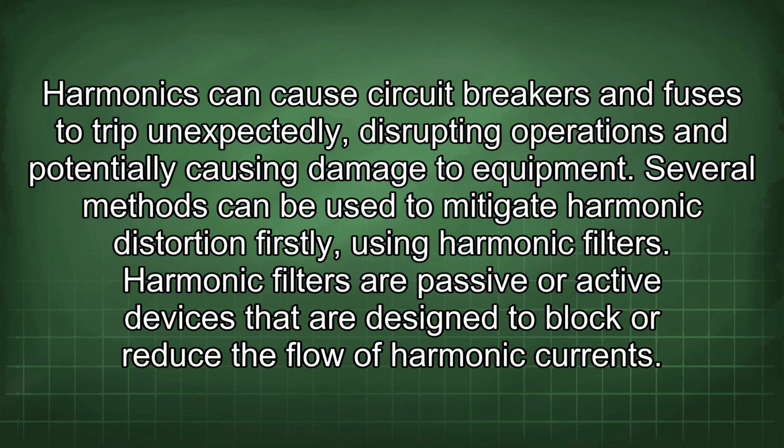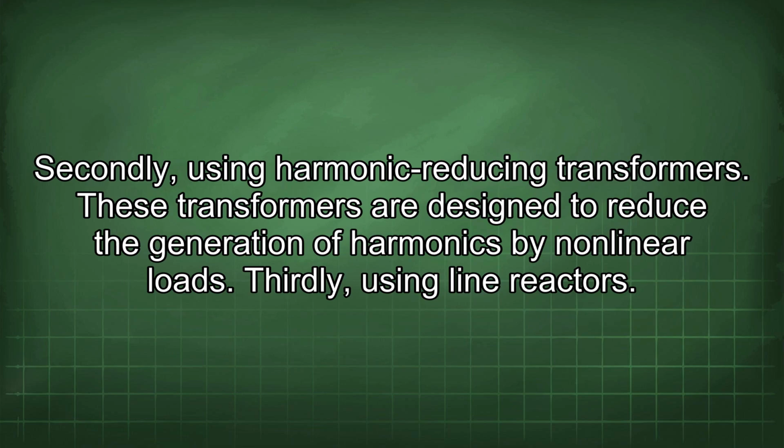Several methods can be used to mitigate harmonic distortion. Firstly, using harmonic filters. Harmonic filters are passive or active devices that are designed to block or reduce the flow of harmonic currents. Secondly, using harmonic reducing transformers.